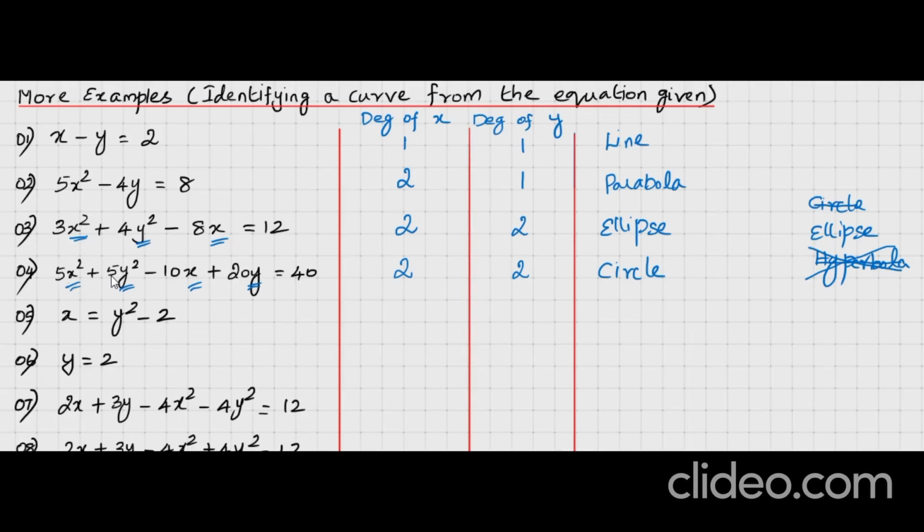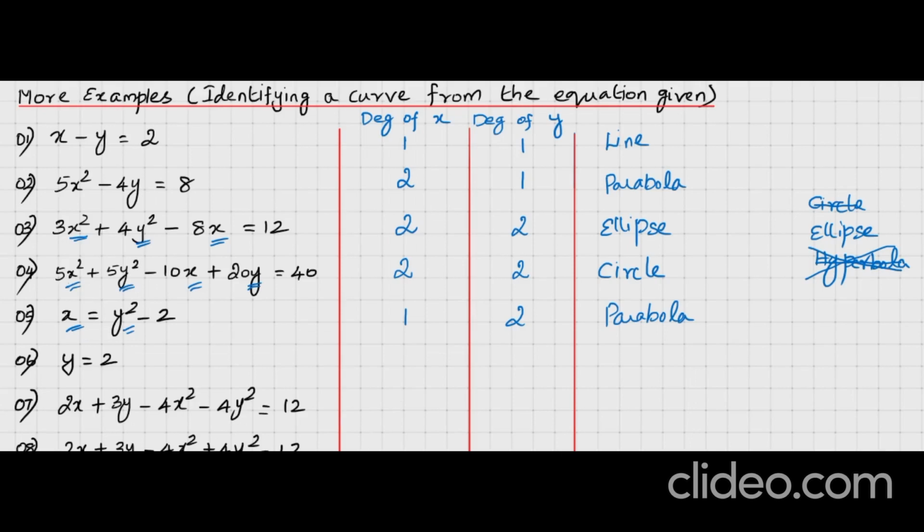Okay. Now come to the next problem. Here what is the degree of x? X occurs only here, so the maximum power is 1, and y is occurring here. The maximum power is 2. As I told you, if one variable takes the degree 1 and the other variable takes the degree 2, it represents a parabola.